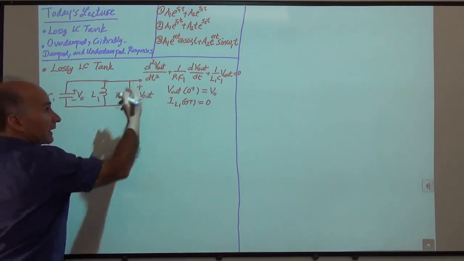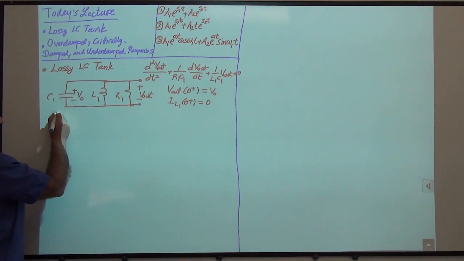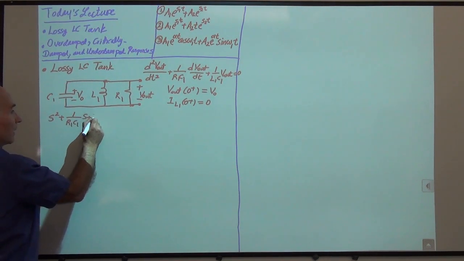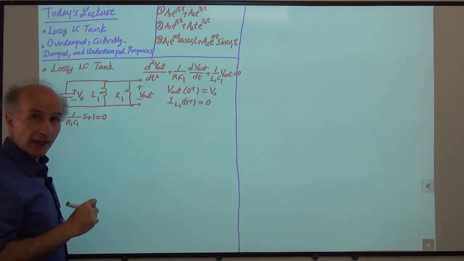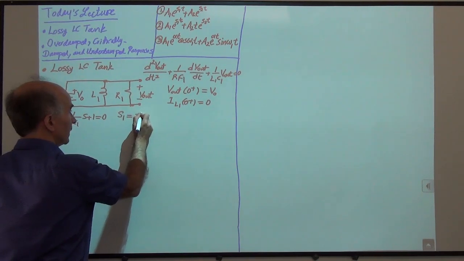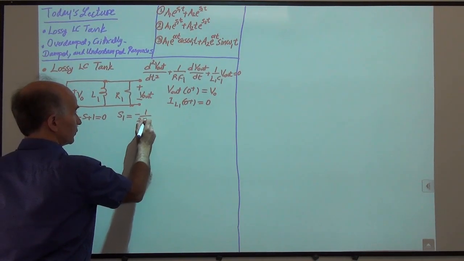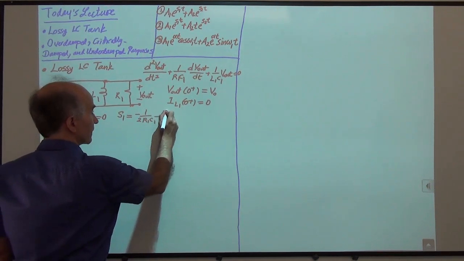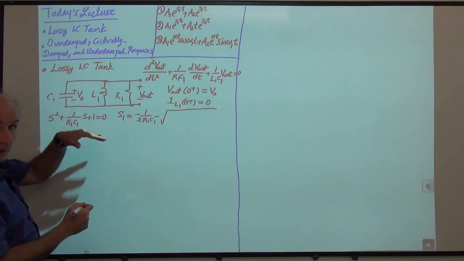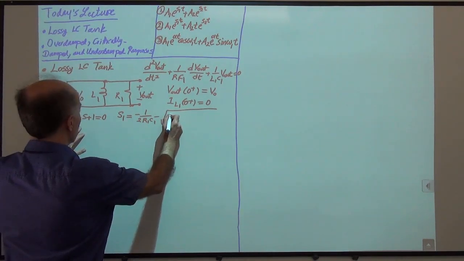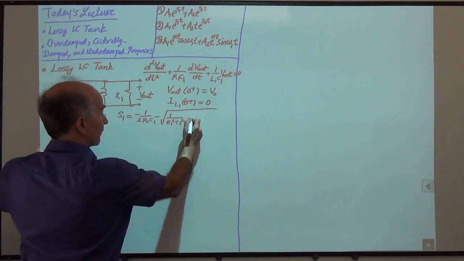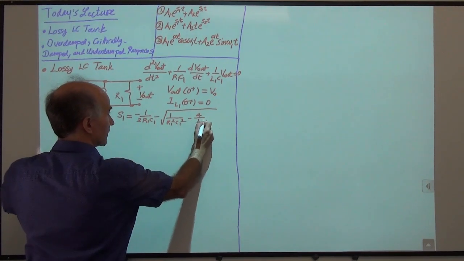Okay, so first we write the characteristic equation. So we have S squared plus 1 over R1 C1 S plus 1 over L1 C1 equals 0. And that gives us two values for S. So let's say S1 is equal to minus 1 over 2R1C1 minus, so we take this minus B plus minus the square root of B squared minus 4AC. So 1 over R1 squared C1 squared minus 4 over L1 C1.